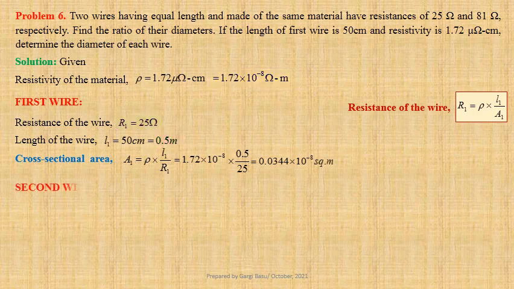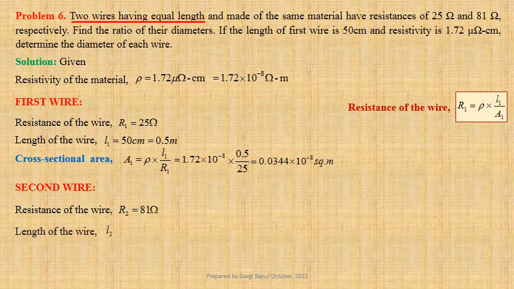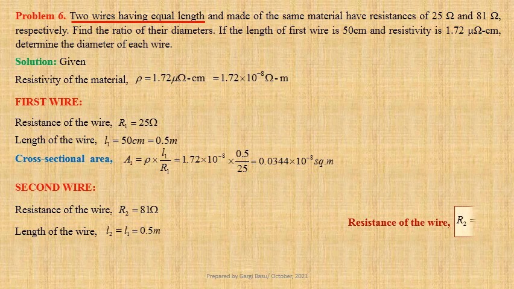For the second wire, given resistance R2 equals 81 ohm, length L2 equals L1, that is equal to 0.5 meter. Expression for resistance R2 equals rho into L2 by A2. Therefore, cross-sectional area A2 equals rho into L2 by R2.